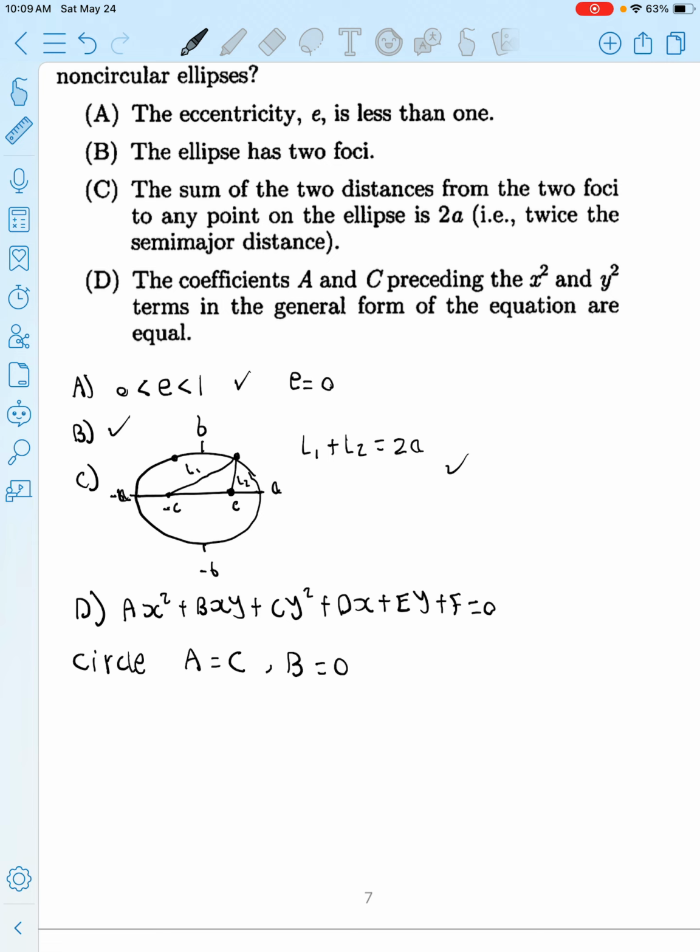But for the non-circular ellipse, a is not equal to c. Okay, a will not be equal to c. But both of them will have the same sign. Okay, but a will never be equal to c in a non-circular ellipse. Okay, so this one is the wrong one.